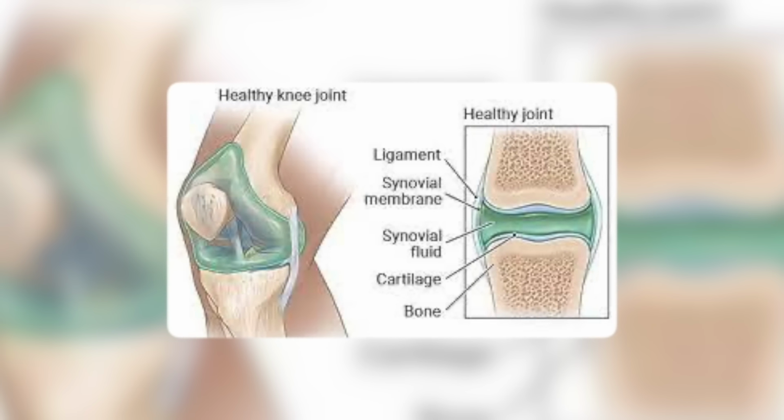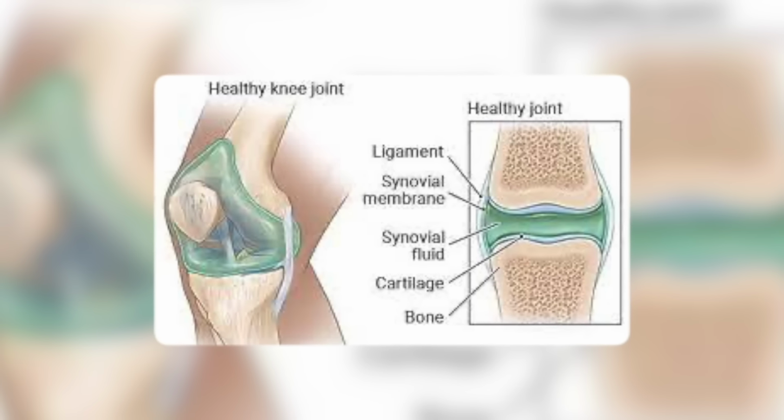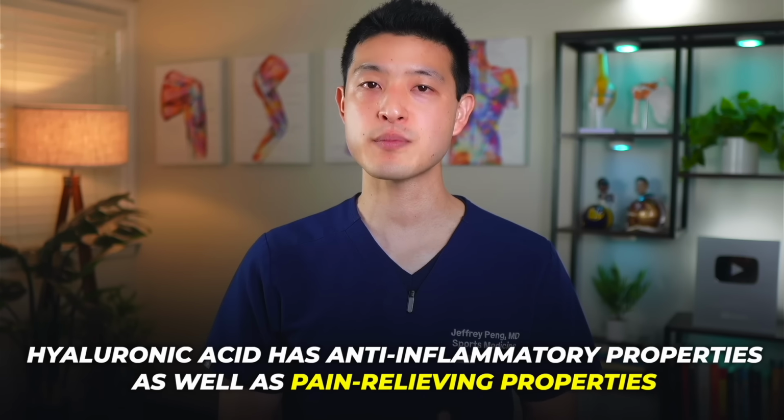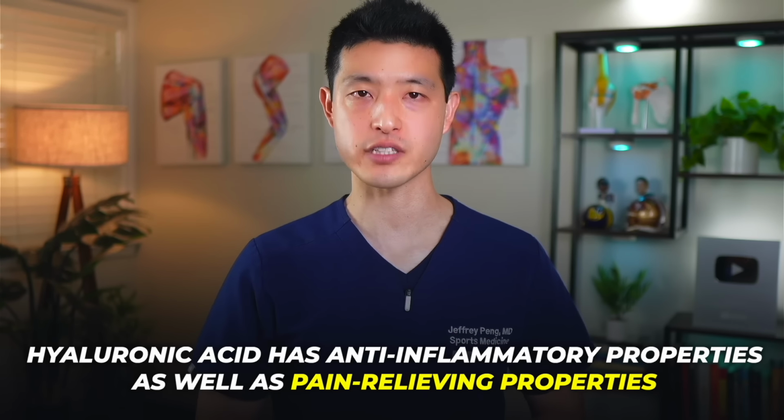HA is a naturally occurring substance found in the synovial fluid of our joints. It plays a key role in lubricating and cushioning the joints. When injected, hyaluronic acid has anti-inflammatory properties as well as pain-relieving properties. The goal of HA therapy is to try to augment and restore the normal viscosity and elasticity of the synovial fluid, which can then help improve joint mobility and reduce pain.